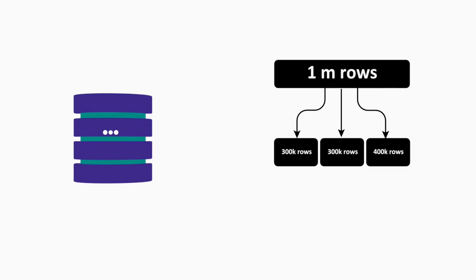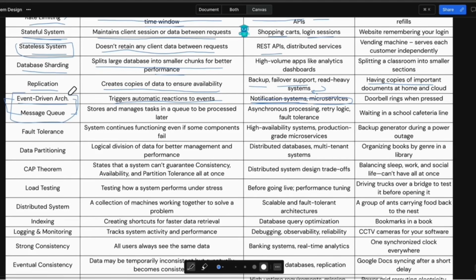So let's talk about event driven architecture and message queues. These are related to each other and these are very common terms used in system design. Event driven architecture is when you trigger some reactions or logic based on the events. An event can be anything.